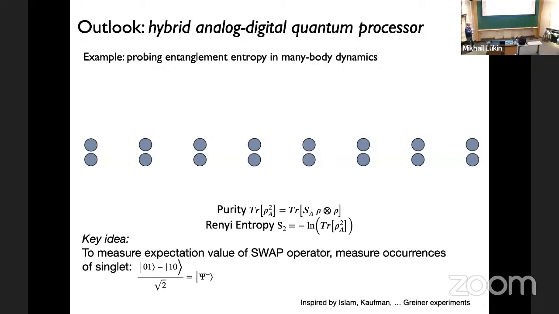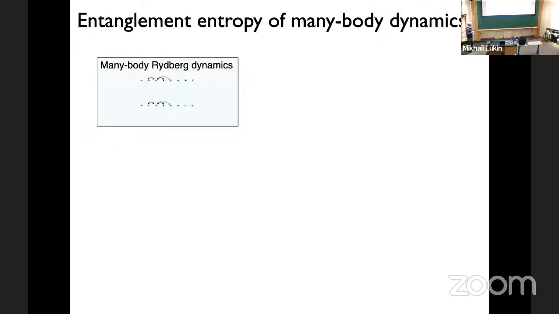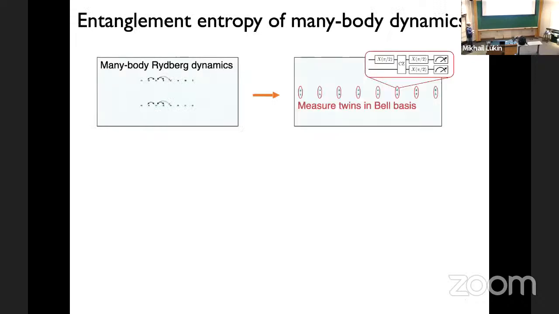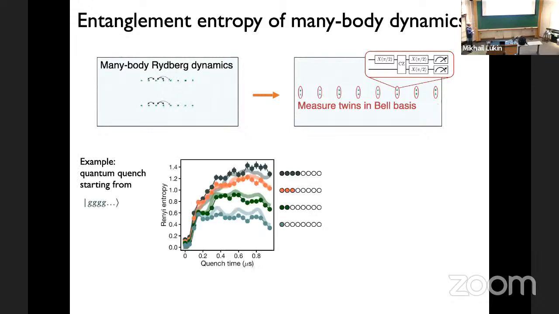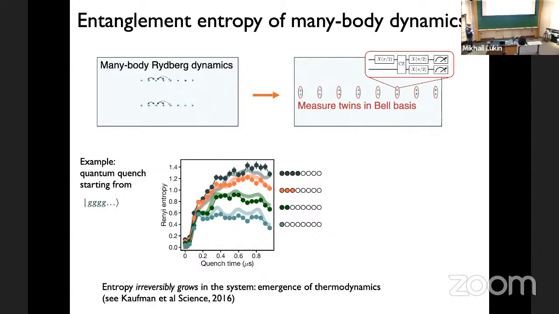So this expectation of a swap operator you can evaluate by just measuring the probability of a singlet. If the 2 copies are identical, so if the 2 states are identical, you should never have singlets. And here is the example. We have 2 chains, evolve them, and then we measure. For example, if we do a simple quench, we see how this entanglement entropy grows, and we can measure it for 1 atom or for half a chain and do stuff like that.